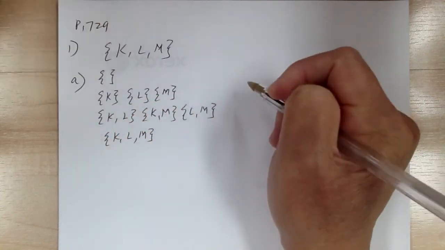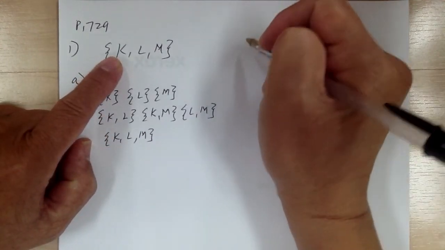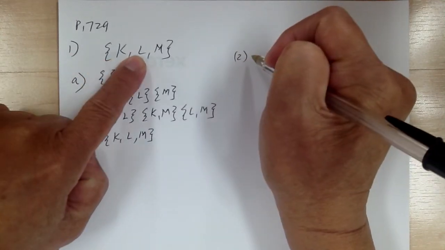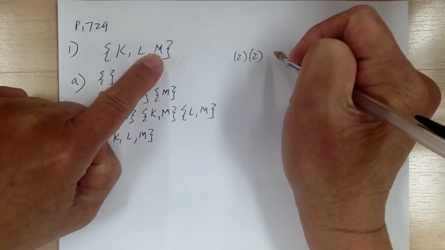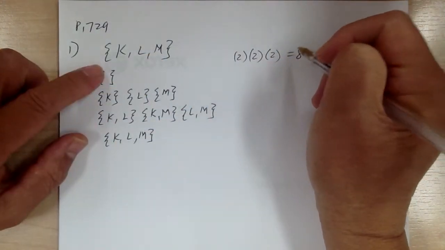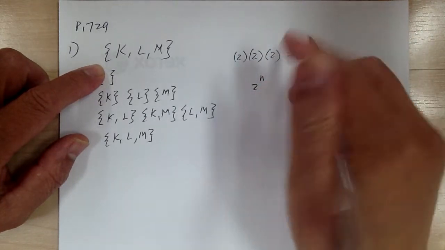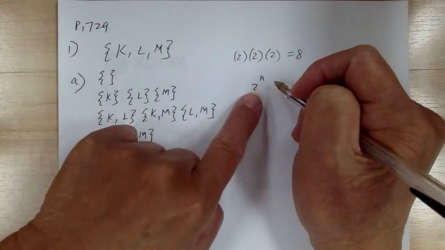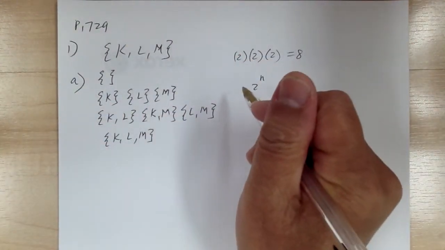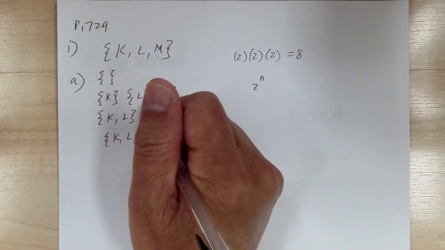Okay, and you should have a total of 8 because for each letter you can use or not use. So you've got 2 choices. You can use or not use, 2 choices. So there are a total of 8. Okay, so the total number would be 2 to the n, 2 to the number of items. So there are 3 items, which gives you 2 to the 3, which gives you 8. Okay, so that's how you figure out the total number. So anyway, that's the subsets.